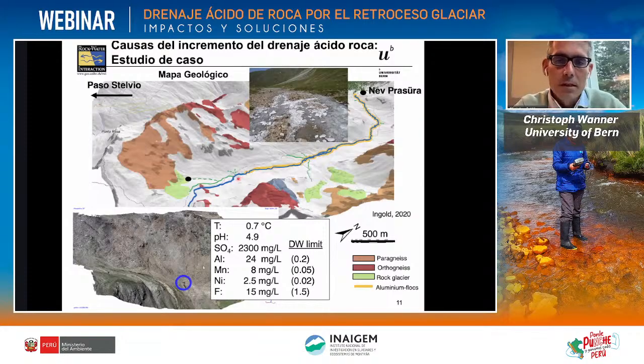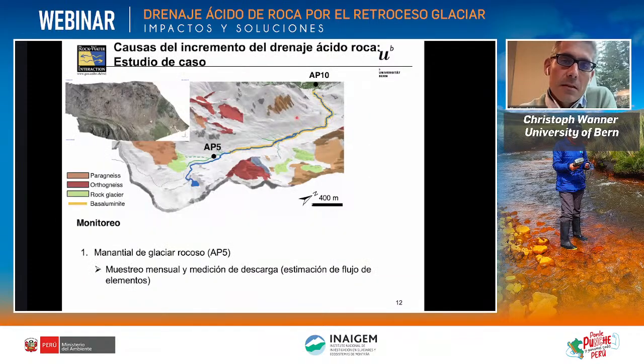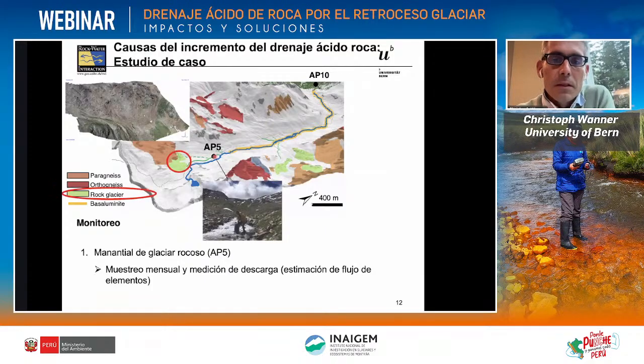the aluminum sulfate precipitates. So how did we set up our monitoring? We basically monitor two sites. The first one is very close from the origin, and here, during summertime, we take one water sample per month, and at the same time we also determine the discharge. Why do we do that? Well, we're not only interested in the concentration of these solutes, but also in the fluxes, because the flux is essentially the product of discharge and concentration.